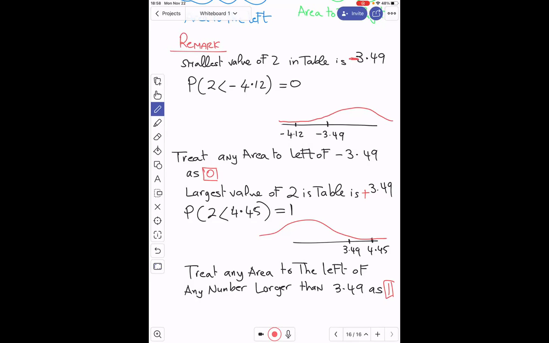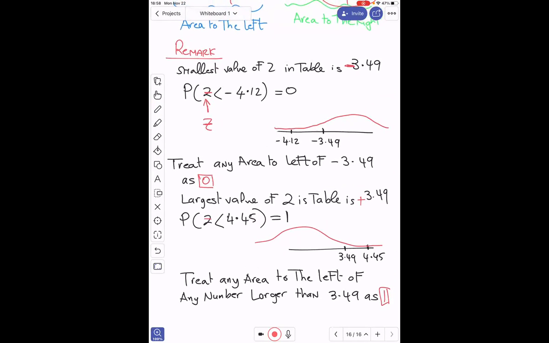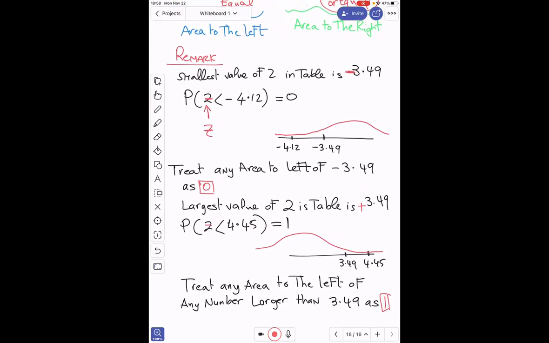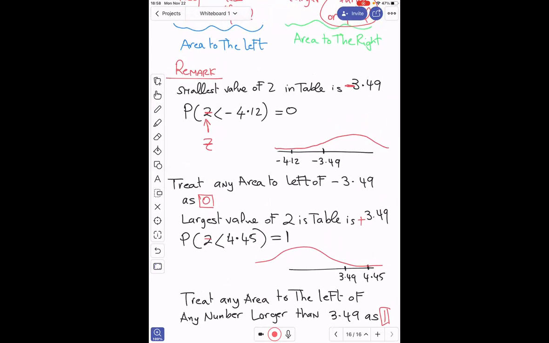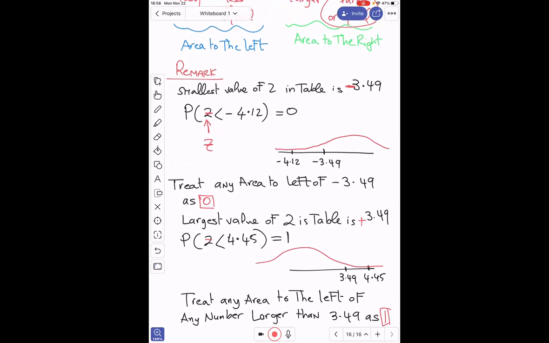Juliana, and the P is 2 or Z? Oh, this number here, that's a Z. This is always a Z. This is a variable Z. Okay. Does this answer your question? That's what you mean, right?